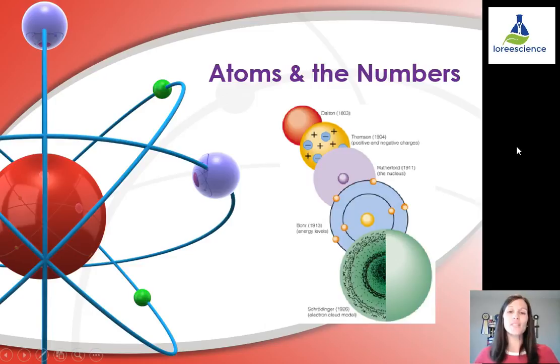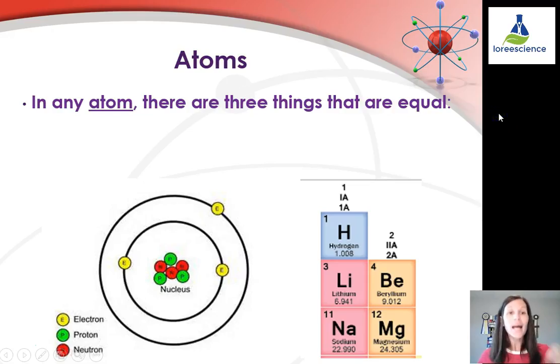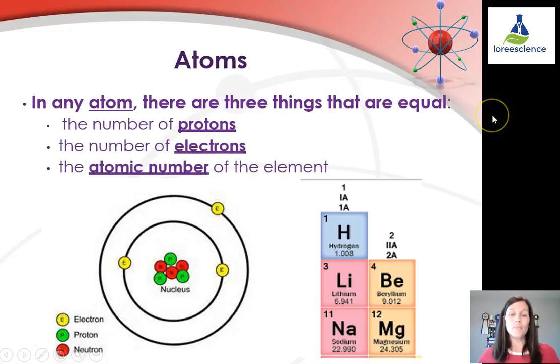So let's take a look specifically at atoms and the numbers. So looking at some common things, ways to identify all the elements in the periodic table. An atom, when we use that term, we're talking about anytime 3 things are equal. So in an atom, the number of protons and electrons are equal. That makes an atom neutral. And how do we figure out where to get them? We look at the atomic number.